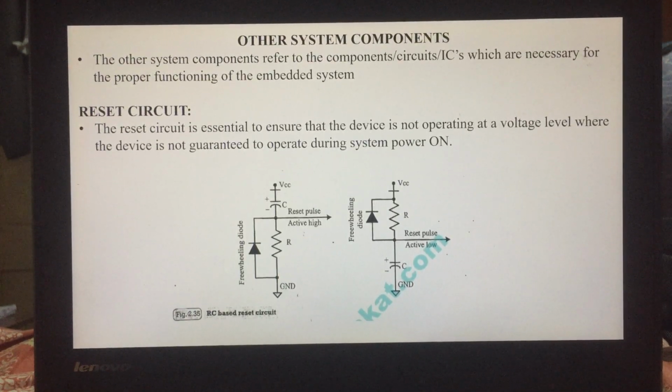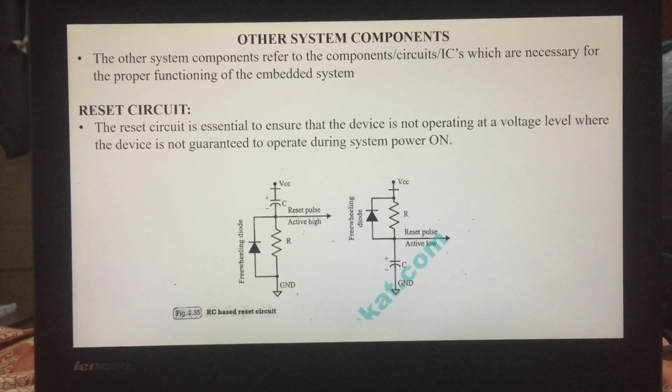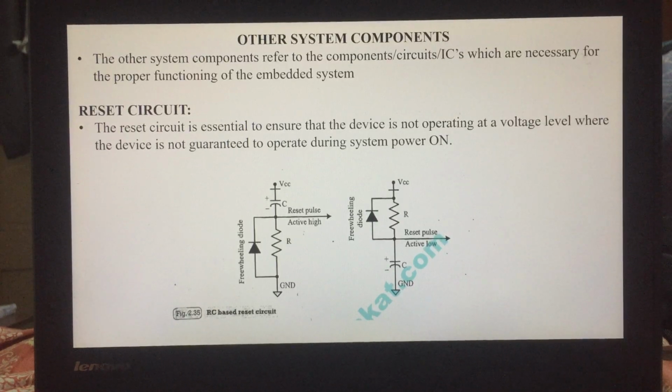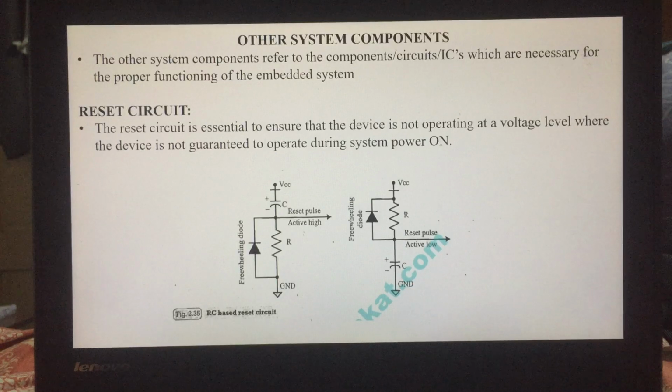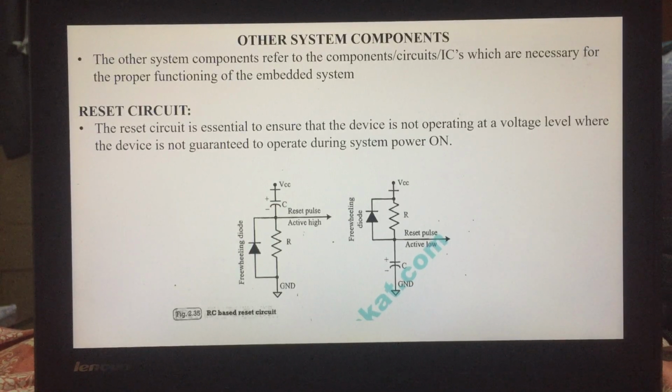The first circuit under other system components is the reset circuit. Let's discuss the reset circuit. The figure is the RC based reset circuit. That means this circuit uses a resistor and capacitor. The reset circuit is essential to make sure that the device is not operating at a voltage level where the device is not guaranteed to operate when the system power is on.